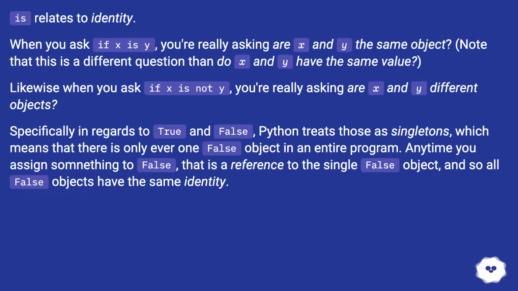As relates to identity, when you ask if X is Y, you're really asking are X and Y the same object? Note that this is a different question than do X and Y have the same value? Likewise, when you ask if X is not Y, you're really asking are X and Y different objects? Specifically in regards to True and False, Python treats those as singletons, which means that there is only ever one False object in an entire program. Anytime you assign some mapping to False, that is a reference to the single False object, and so all False objects have the same identity.